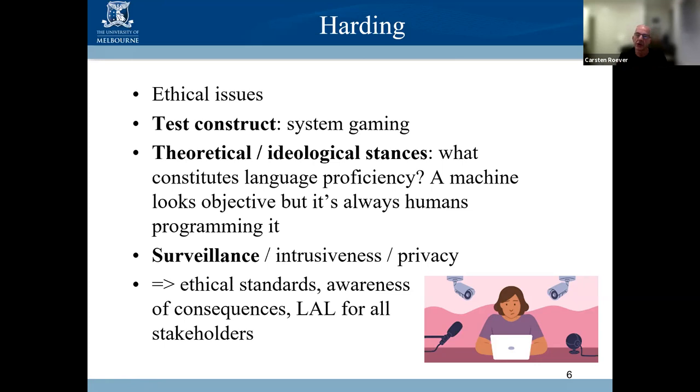The very interesting issue of the theoretical stances that are baked into the system. Machines: there's sort of an insidious side to this, that if something is scored by a machine, people tend to think, well, it's a machine. Machines are incorruptible and they will always score the same way. Well, yes, but the machine didn't program itself. A human programmed that machine. So the actual values that are in the scoring system and in the scoring mechanism are very important to interrogate.